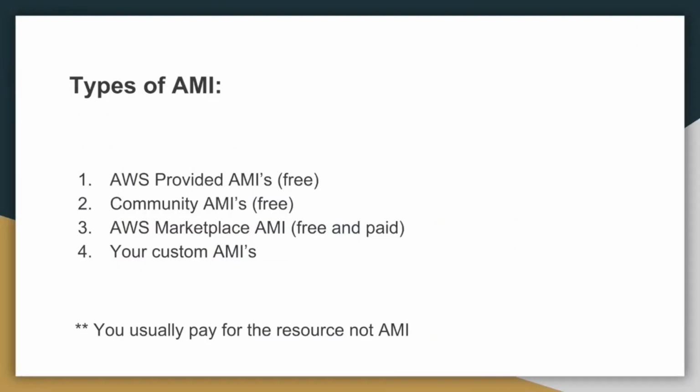Welcome to Lab 10. In the slides, we talked about the different kinds of AMIs, or Amazon Machine Images, and the different types being AWS provided AMIs, community AMIs, your custom AMIs, and AWS Marketplace AMIs. We have used the AWS provided AMIs a lot, community AMIs when we launched the instance store backed EC2, and custom AMIs when we created a golden image, but we haven't used the marketplace so far.